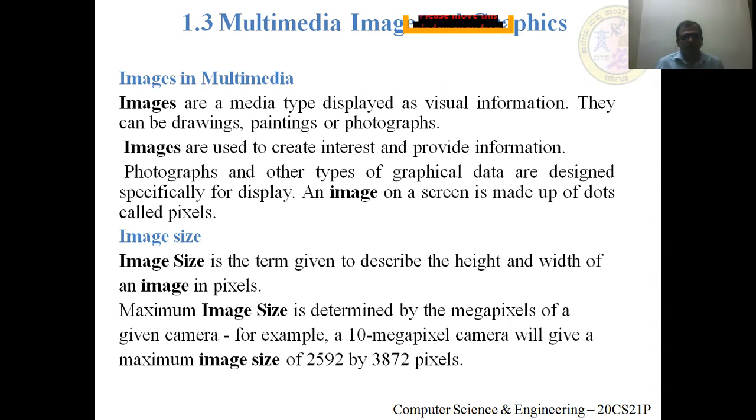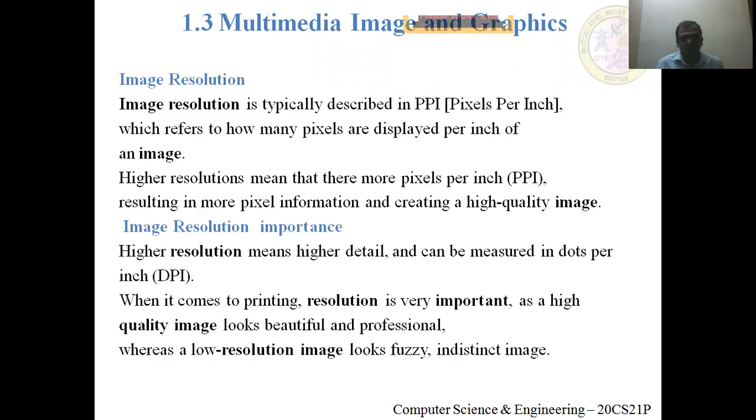Okay. The image size. Image size is the term given to describe the height and the width of the image in pixels. The maximum of the image size is determined by the megapixels of the given camera. For example, a 10 megapixel camera will give the maximum image size of 2592 by 3872 pixels.